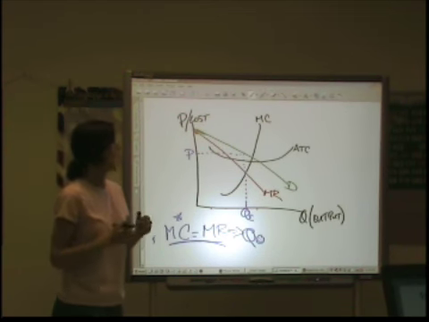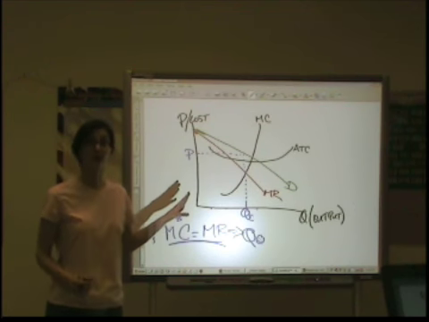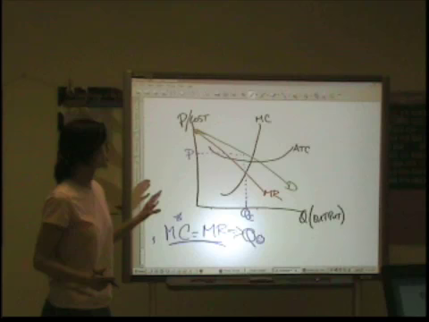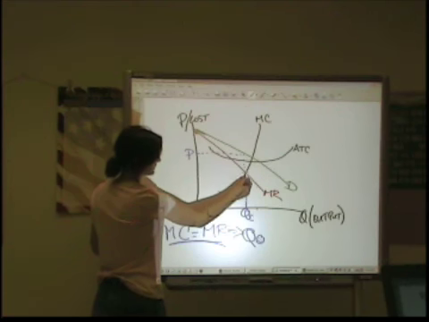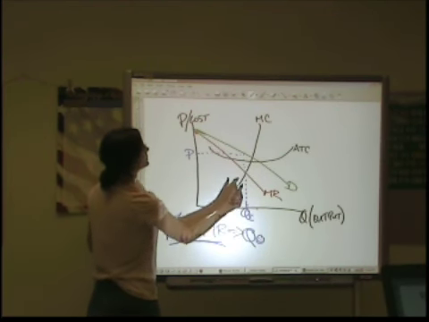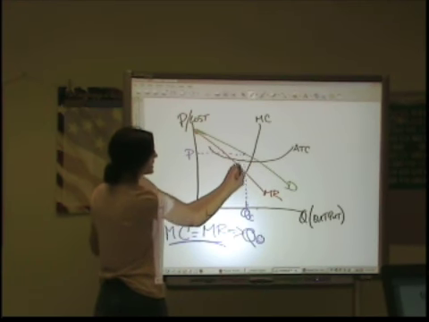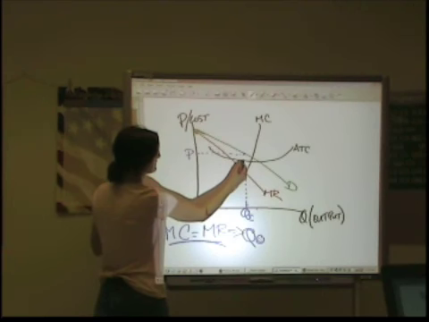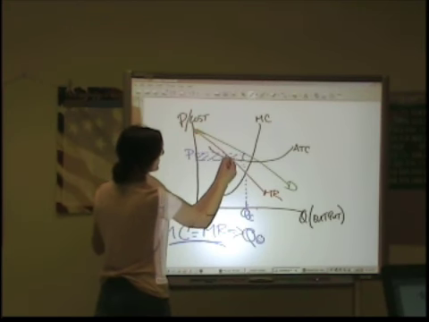Now, how do we figure out where the profit is for this monopolist? Looking at this vertical line again, right here, what you're going to do is look at the distance between the price that's being charged and the average total cost. That gives us our rectangle. That's our profit area right there.